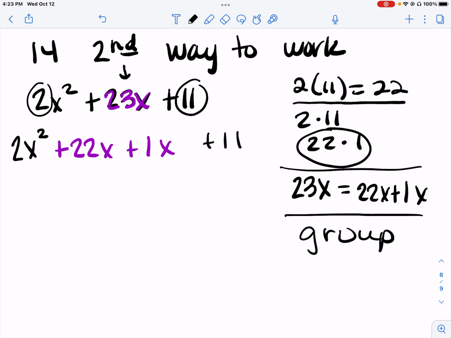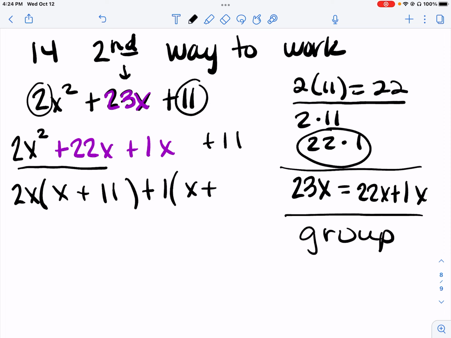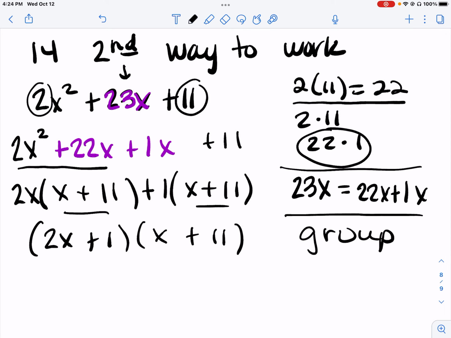Now we do the grouping. The first two have 2x. 2x times x plus 2x times 11 would equal 2x squared and 22x. Bring down that sign. 1x and 11, the only thing they have in common is a 1. And we can use 1 because 1 times anything is itself. Okay, now we make the problem. I've got some x plus 11s. I have 2x plus 1 more of the x plus 11s. Okay, remember, make a multiplication problem.